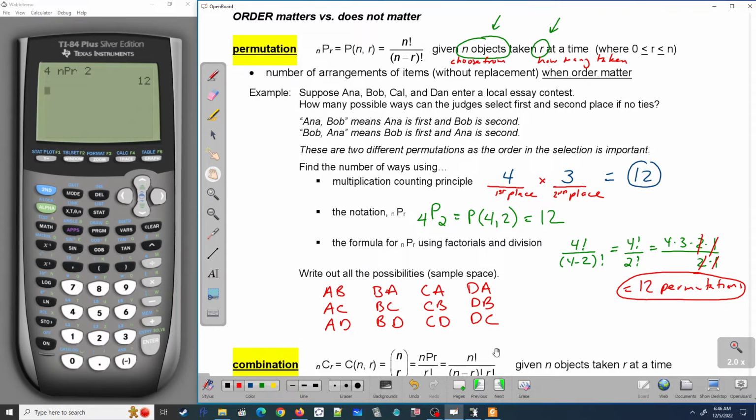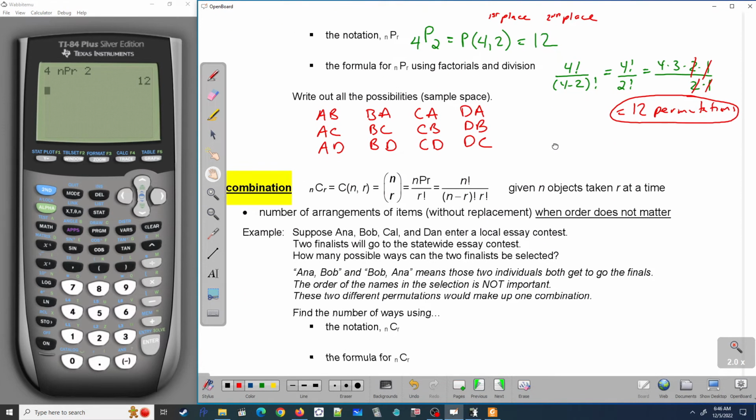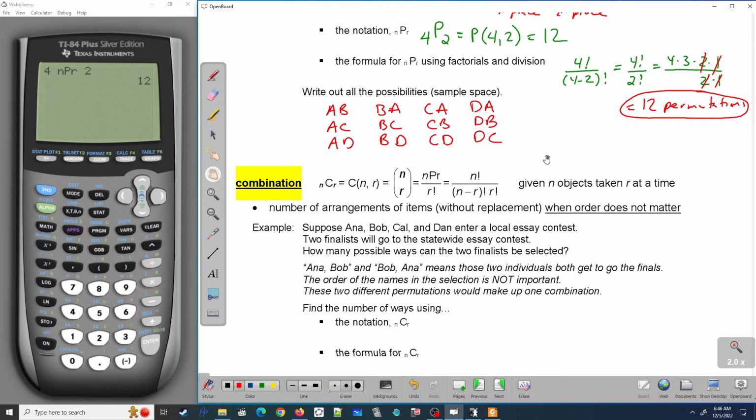Now, a permutation is different than a combination because for a permutation, the order matters. For a combination, order does not matter. So let's go back to the essay contest. It says 2 finalists will go to the statewide essay contest. How many possible ways could the 2 finalists be selected? Here we're not making an emphasis on who took first and who took second. We're just selecting 2 individuals to go to this competition. So if I said Anna and Bob, or I said Bob and Anna, it really wouldn't have made any difference how they were said because it's the same group of people.